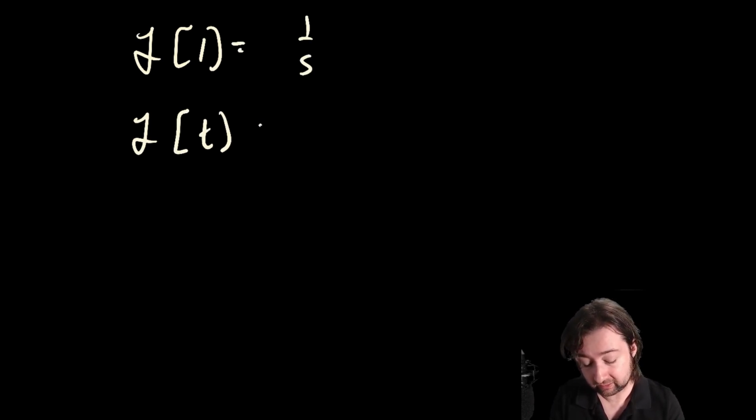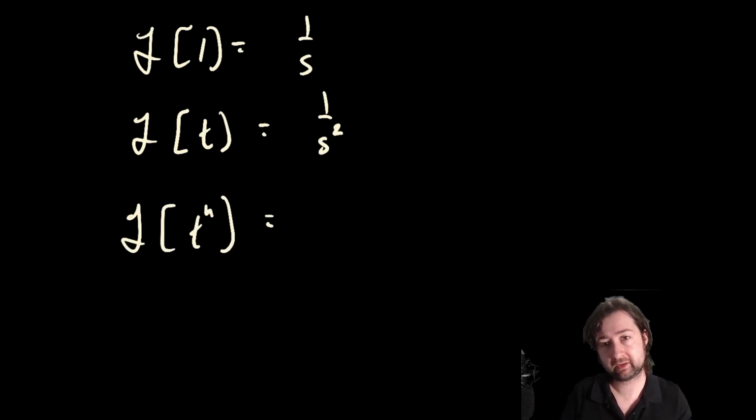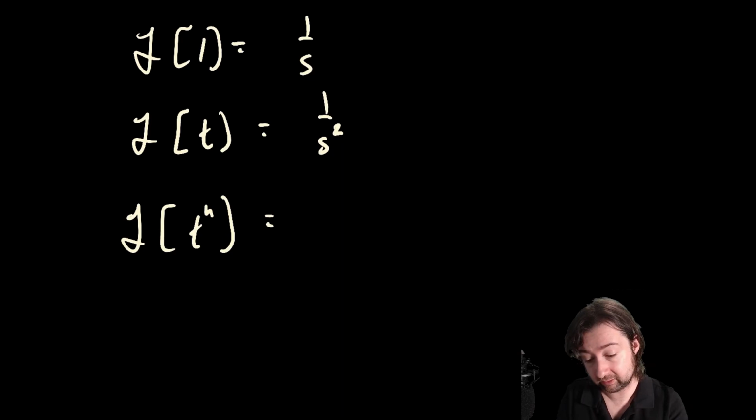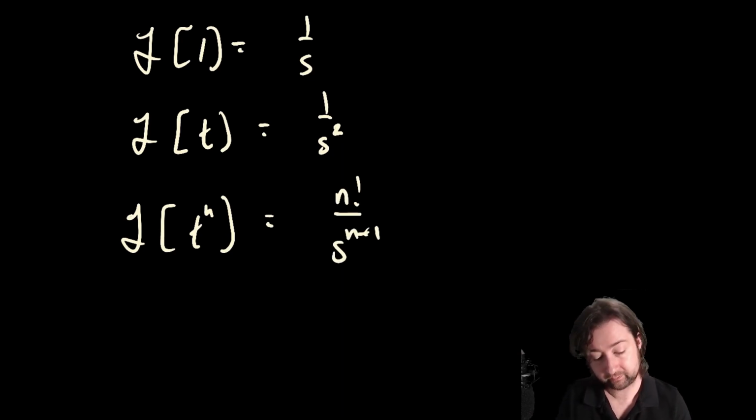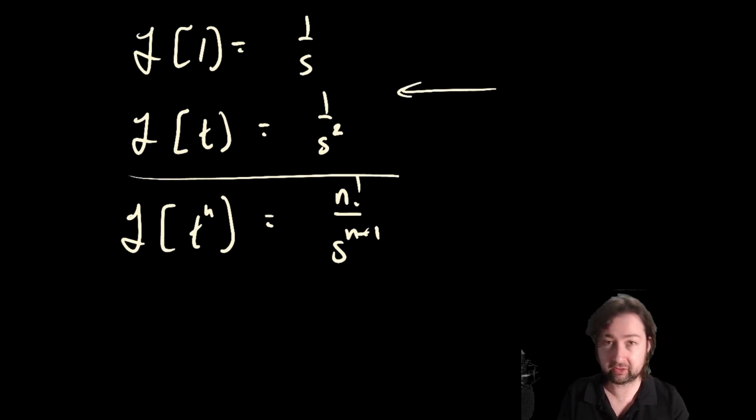So if the Laplace transform of 1 is 1 over s, and the Laplace transform of t is 1 over s squared, the pattern we're going to show here is that the Laplace transform generally of t to the n is equal to n factorial over s to the n plus 1. And you can see that right here. So we've shown these two cases. The t to the n case is something that we're going to do as an exercise.